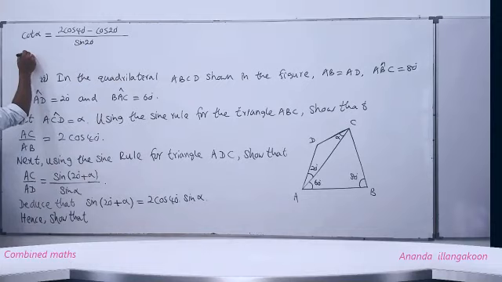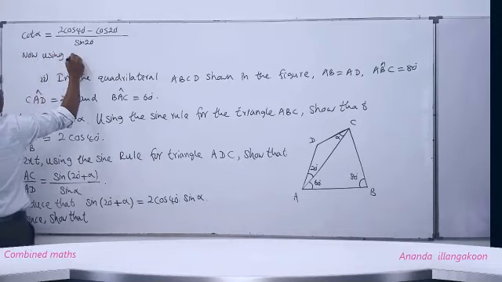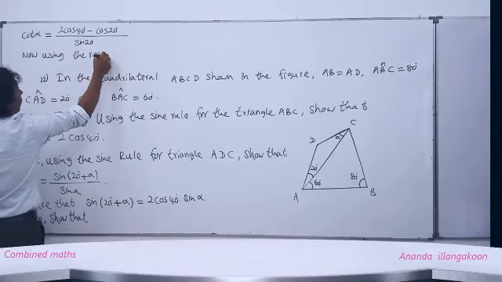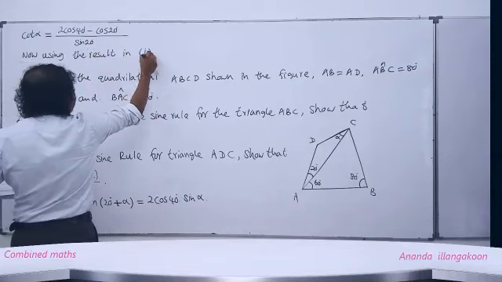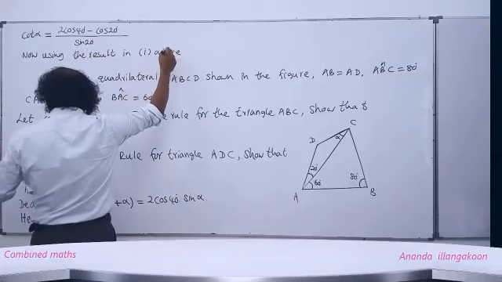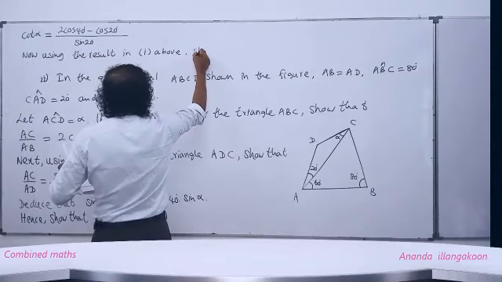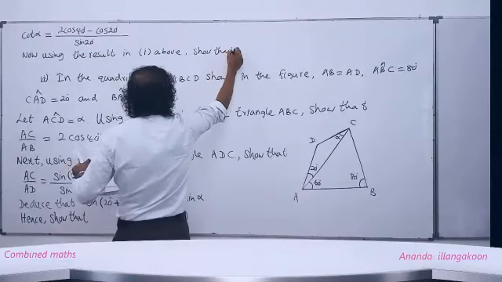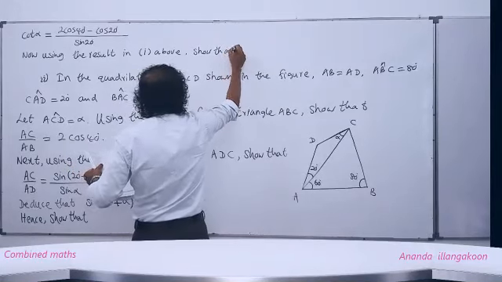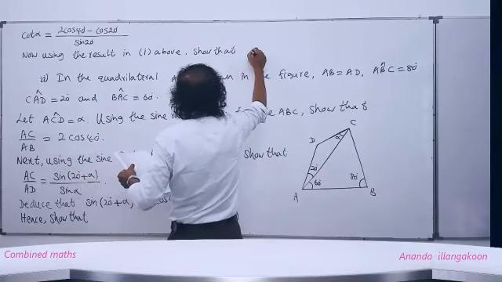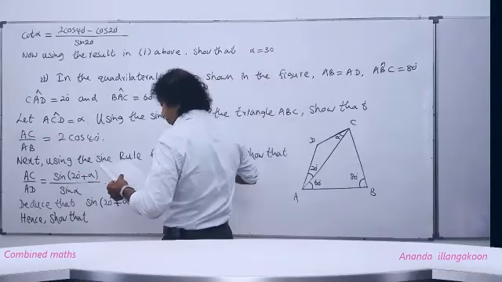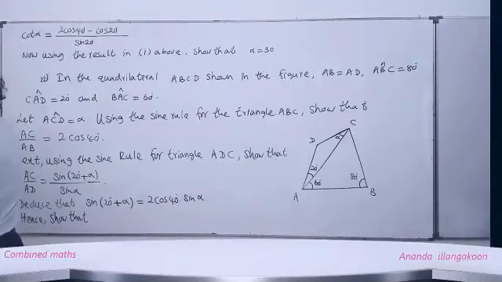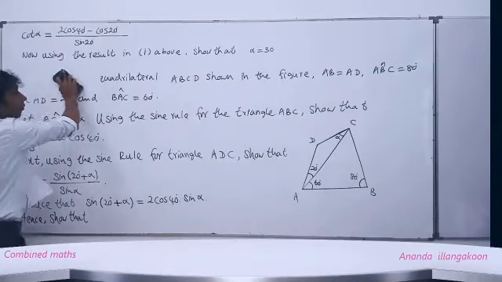Next part, people. Now using the result in number one above, show that alpha equals 30 degrees. Right, that is the part A. And one more thing.